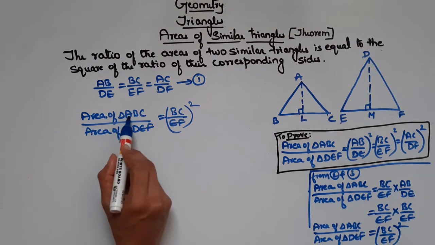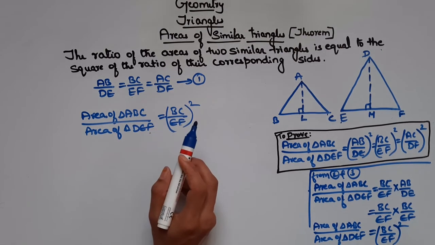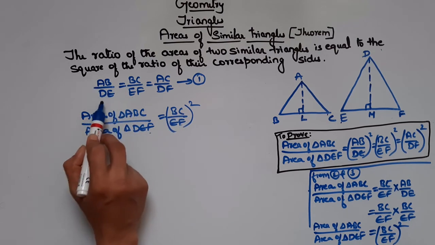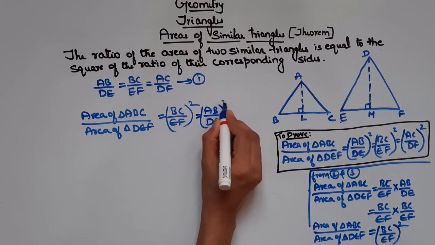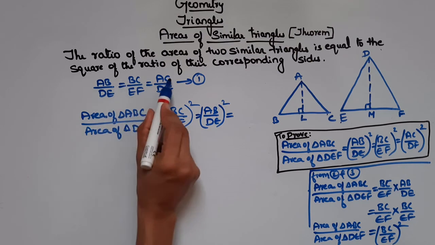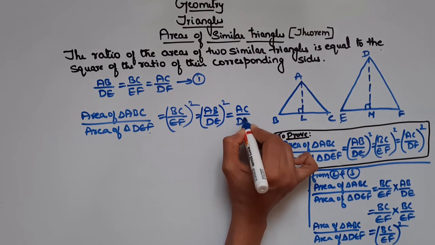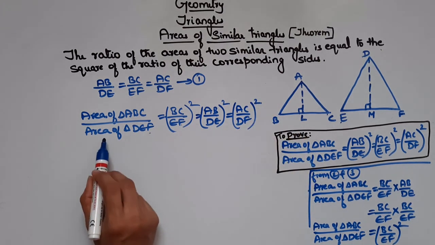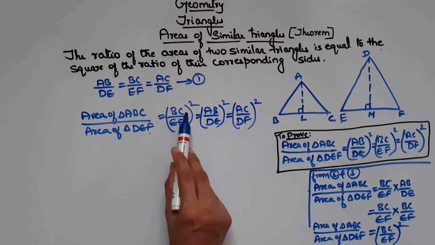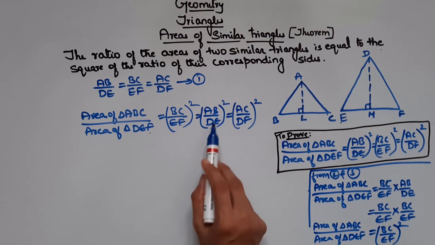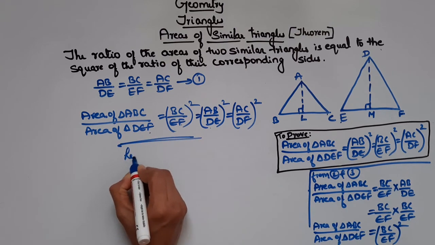So now we got area of triangle ABC by area of triangle DEF is equal to BC by EF the whole square, right? So now if you see, we know BC by EF is equal to AB by DE. We can write AB by DE the whole square, right? Which is also equal to AC by DF. So in place of AB by DE, we can write AC by DF the whole square. So we have proved area of triangle ABC by area of triangle DEF is equal to BC by EF the whole square, which is equal to AB by DE the whole square, which is equal to AC by DF the whole square. Hence the proof.